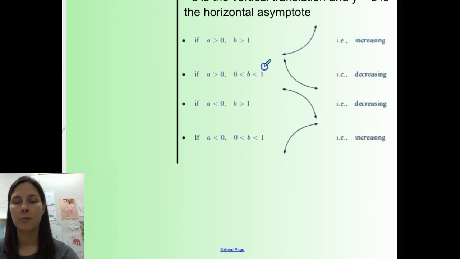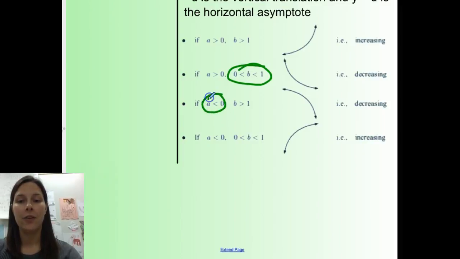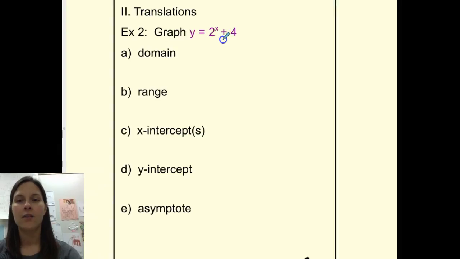Towards the bottom here, we also have some graphs. Depending on if you have a reflection, your graph could decrease. So our first example is like what we just saw. Our a was positive, greater than 0, and our b value was greater than 1, so we had an increasing graph. If a is positive, but your b value is between 0 and 1, your graph will decrease. If your a value is negative, that's a vertical reflection, your graph will decrease. And if your a value is negative, but your b value is between 0 and 1, your graph will be increasing.